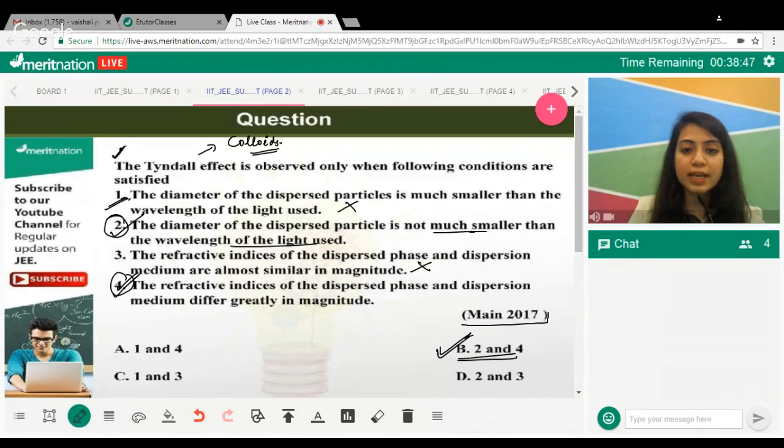This was asked in Mains 2017 and I can directly see many of you have answered it correctly. That's good. And you all know that multiple choice questions like this could also be asked in the exam, so be prepared for that also.